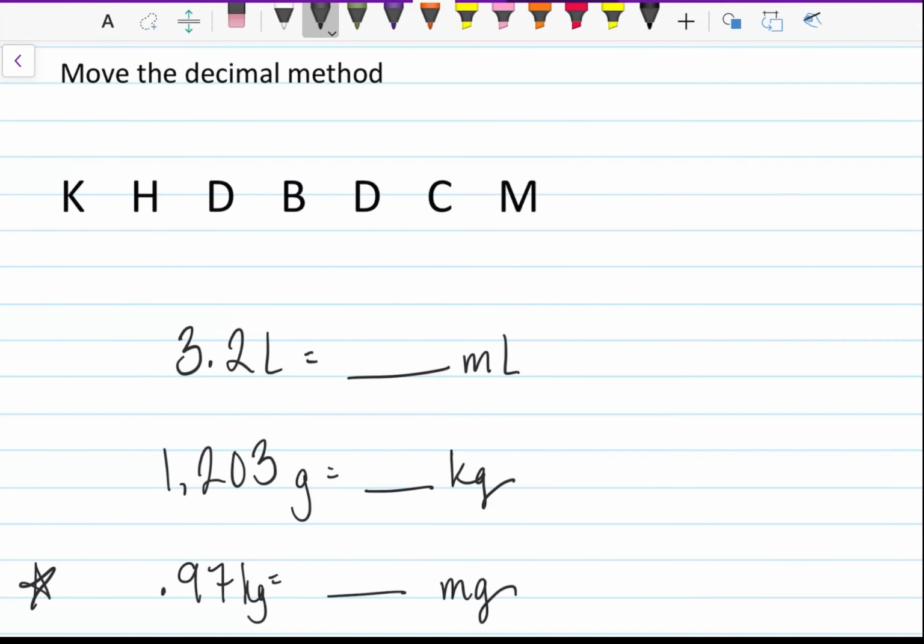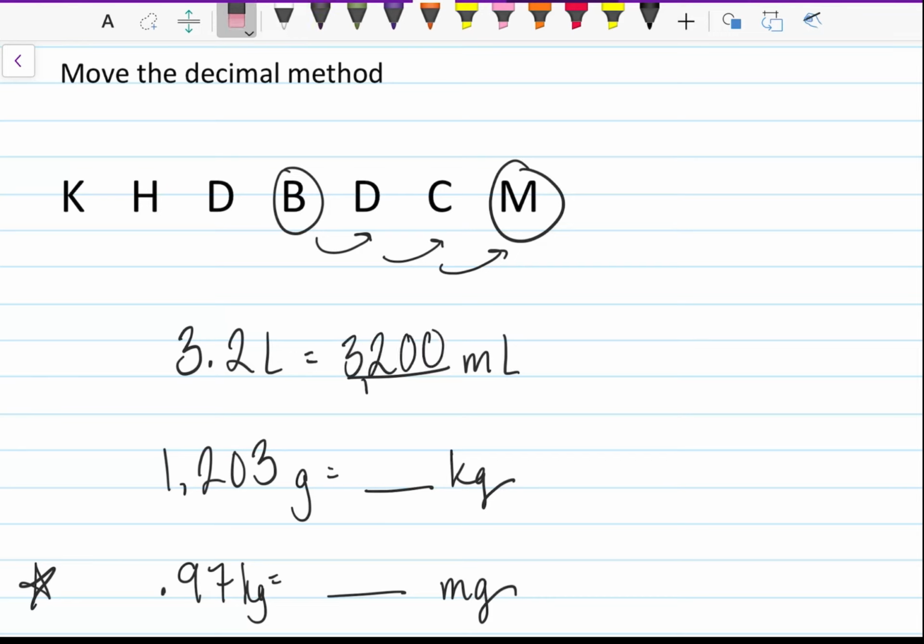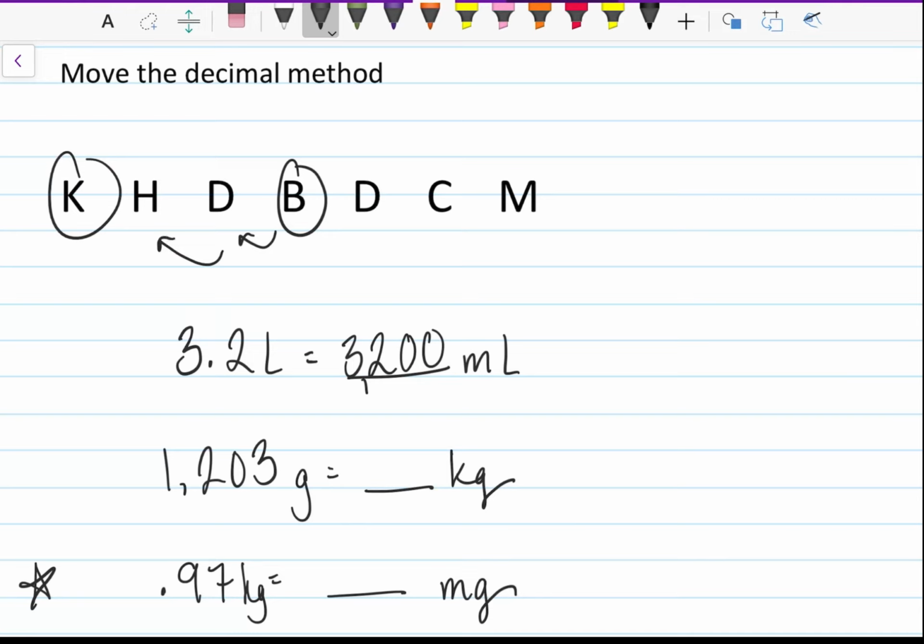For the first one, 3.2 liters to milliliters, you're starting here, ending here. You go 1, 2, 3 places over, and you have 3, 2, 0, 0, 3,200 milliliters. For the second problem, you're starting with grams and ending with kilograms. You go 1, 2, 3 places over that direction, and you get 1.203 kilograms.